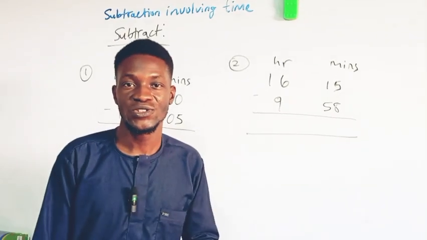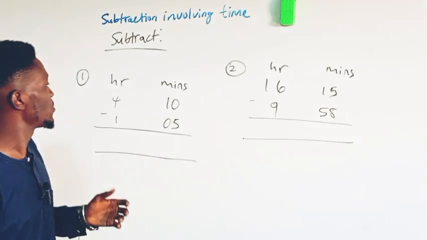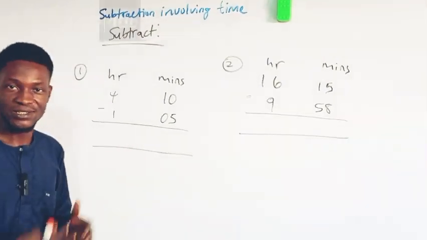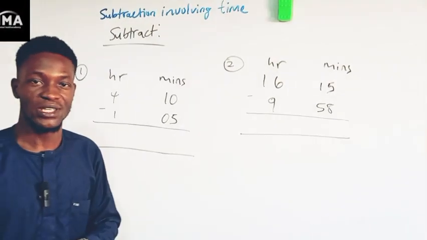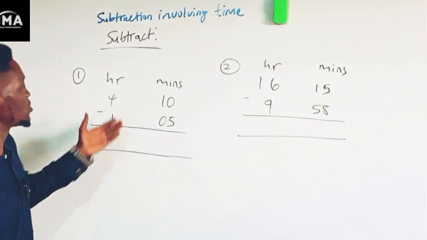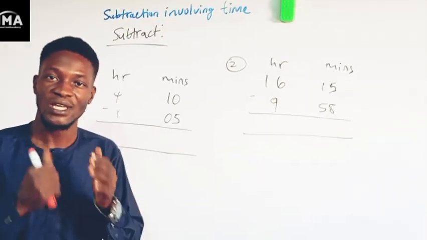In today's class, I'm going to teach you how to subtract time. In this instance, I'm going to talk about the subtraction involving hours and minutes. These are two different parameters. The first thing is to look for their relationship. What is the relationship between hours and minutes? Definitely, we know that the relationship between hours and minutes is 60.